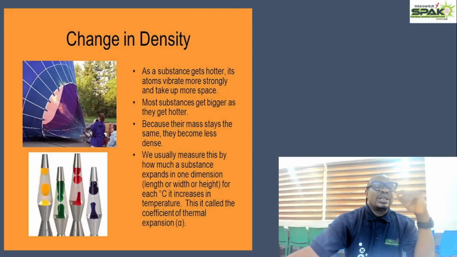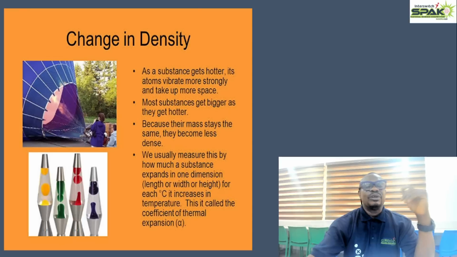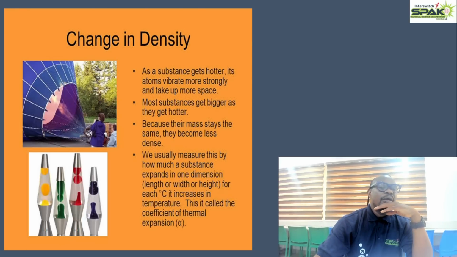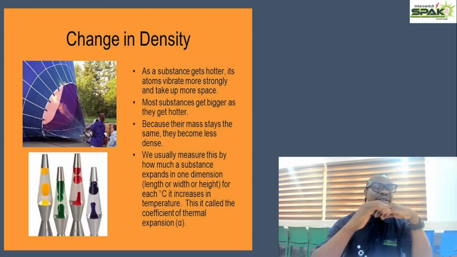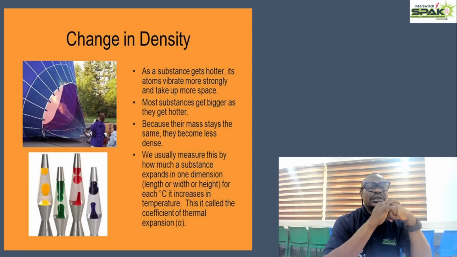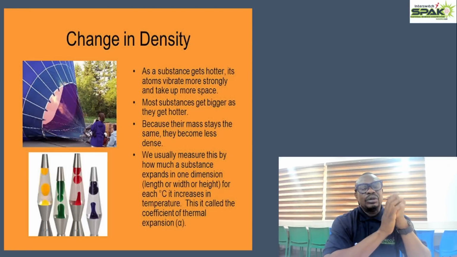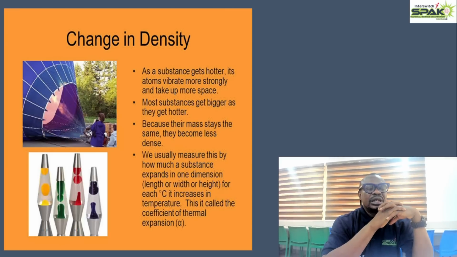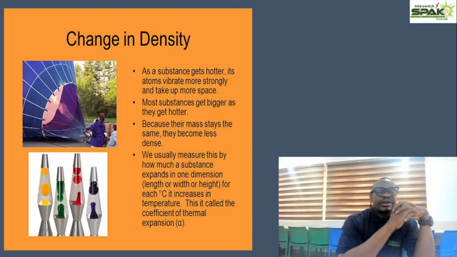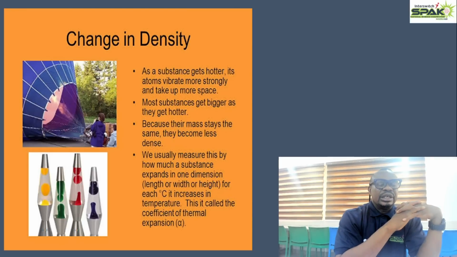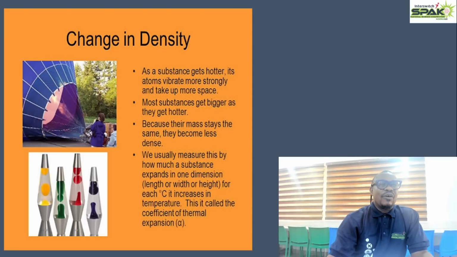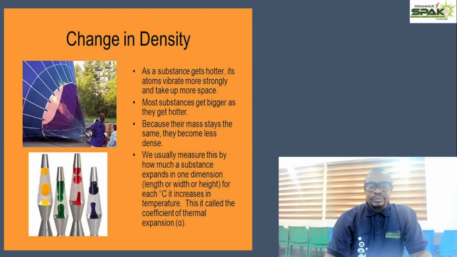Okay, as you have it here, as a substance gets hotter, its atoms vibrate more strongly and take more space. Most substances get bigger as they get hotter, because their mass stays the same. They become less dense. We usually measure this by how much a substance expands in one dimension, either length, width, or height, for each degree Celsius increase in temperature. This is called the coefficient of thermal expansion.